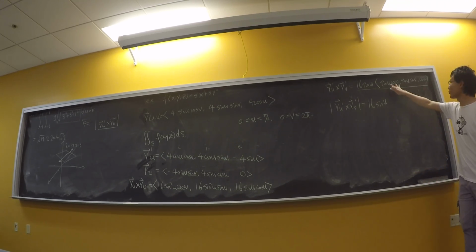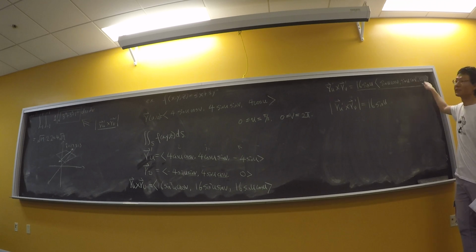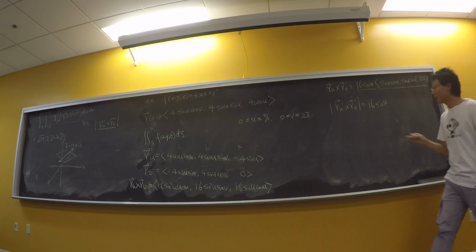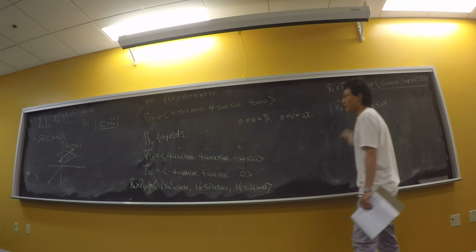If you don't believe me, you can square this one, square that one, you can cancel cosine squared with sine squared of v, and plus the cosine squared u, you're going to get 1. So the length of this vector is equal to 1.